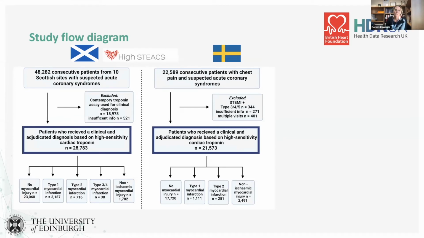As I said, we used data from Scotland and from Sweden. For Scotland, we used the High-STEACS trial, of which Nick already briefly explained the principle of the original study. We excluded in total approximately 19,000 individuals, because we didn't want to include patients who had a contemporary troponin assay. So we only included those with a high-sensitivity cardiac troponin assay, and also those for whom we could not adjudicate the diagnosis, but that left us with approximately 30,000 patients.